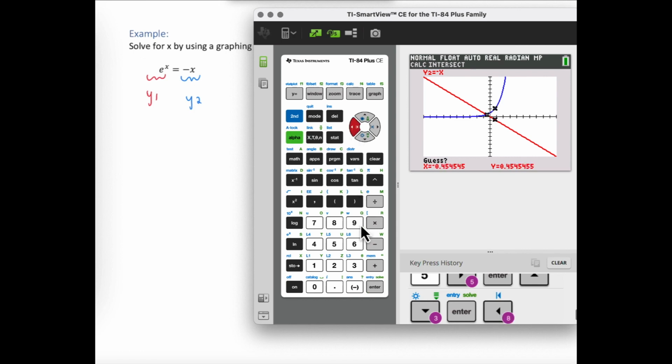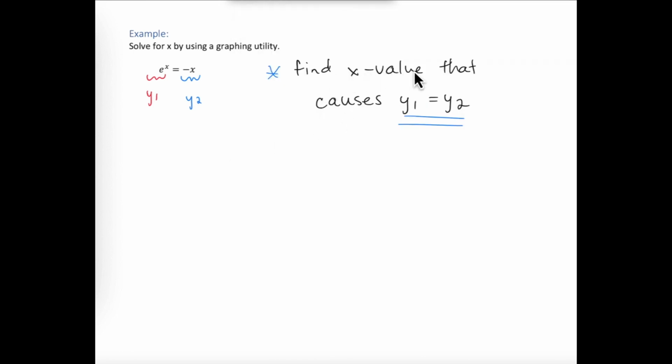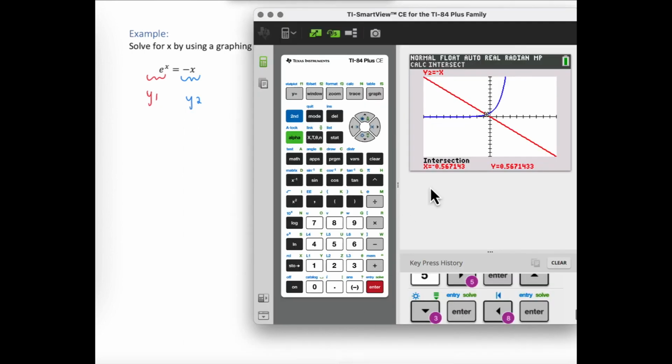It's possible that I could have two functions with more than one intersection, so I do need to move it closer to the point that I'm interested in. And now it says that the intersection is x equals negative 0.567 and y is positive 0.567. So which one of these values is the answer? Well, again, we're looking for the solution to x. So this is the x value that causes the y values to be the same. So the solution to this equation is the x value, negative 0.567.